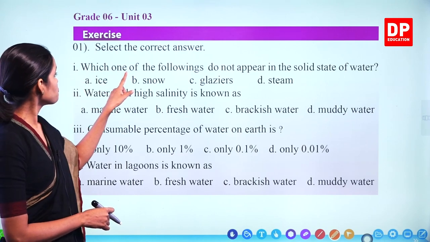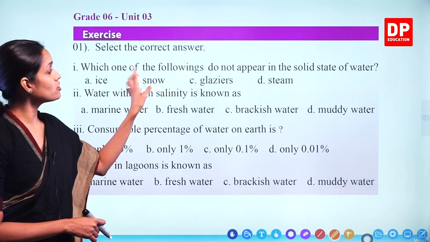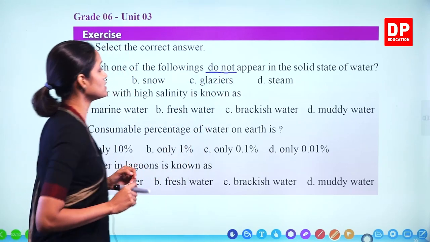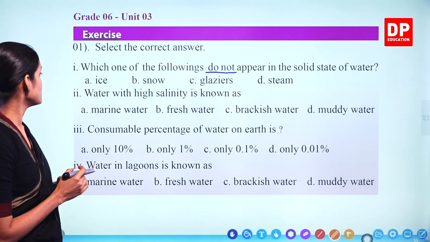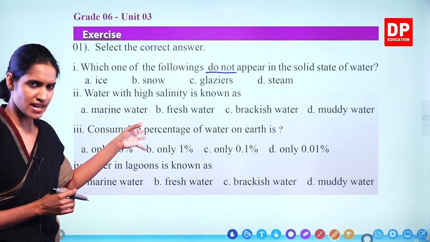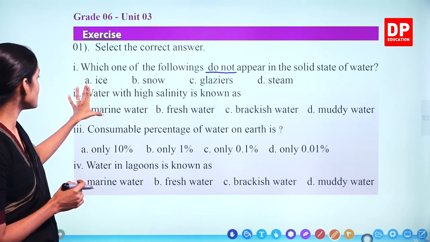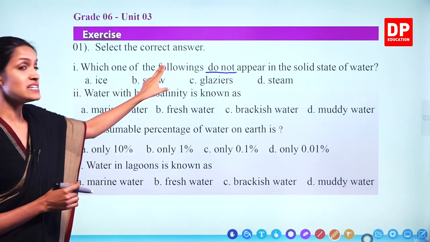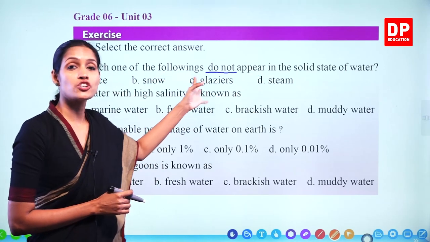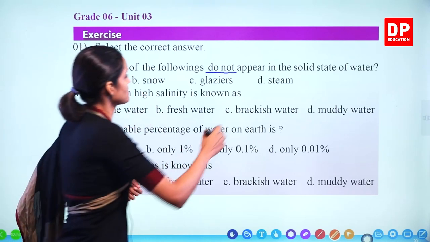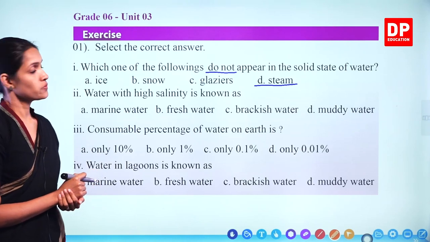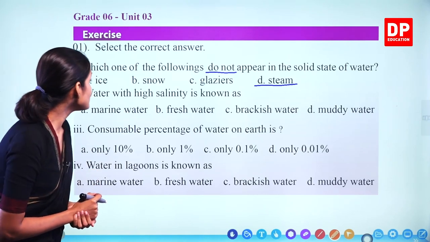Which one of the followings do not appear in the solid state of water? Do not appear in the solid state of water. Ice. Ice is solid or liquid or gas? Yes, ice is a solid. Ice is solid. Snow is solid. Glaciers, that is also solid. Steam, steam is not solid, steam is gas. Therefore, answer is steam.